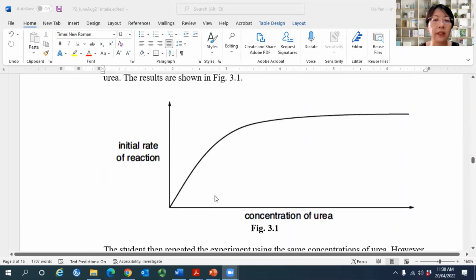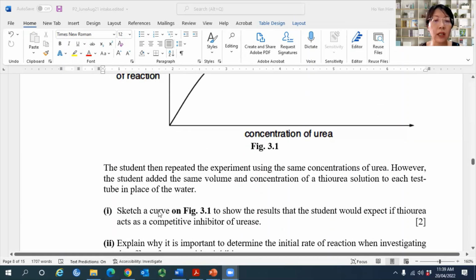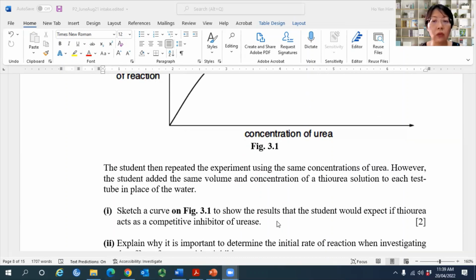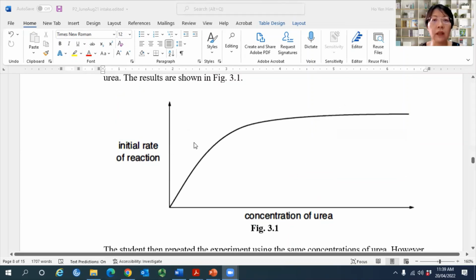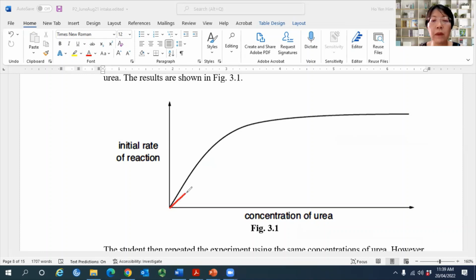The next one is a graph of initial rate versus concentration of urea. You're asked to sketch a curve on the graph to show the result when thiourea acts as a competitive inhibitor. Most of the students got the answer correct. The first mark is given for the curve being lower than when there's no inhibitor. And finally, it must end up at the same horizontal line as the one without inhibitor. So the first mark is given for the first part of the graph, which is this one here. The second mark is given for the second part of the graph, which is this one here.